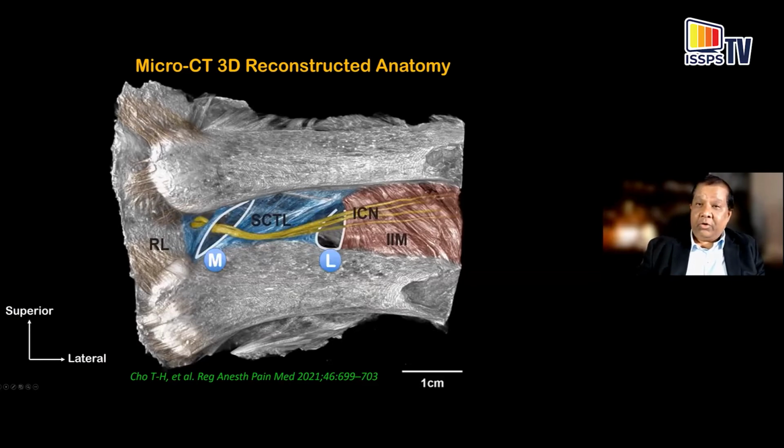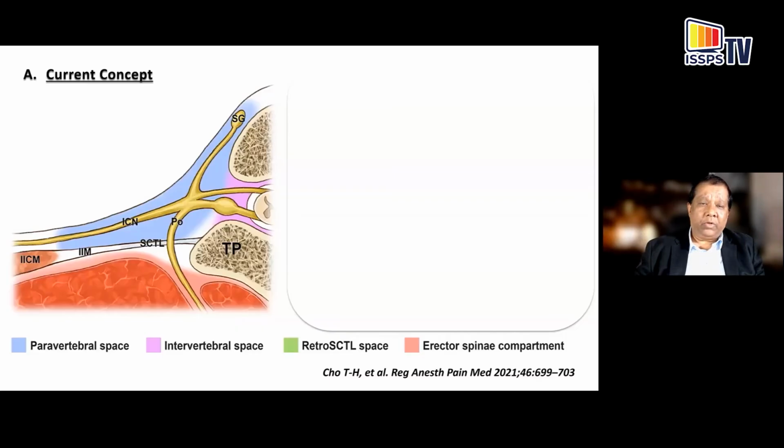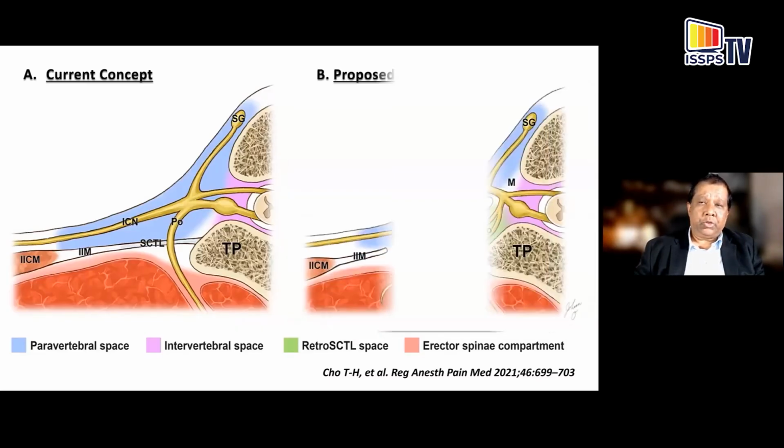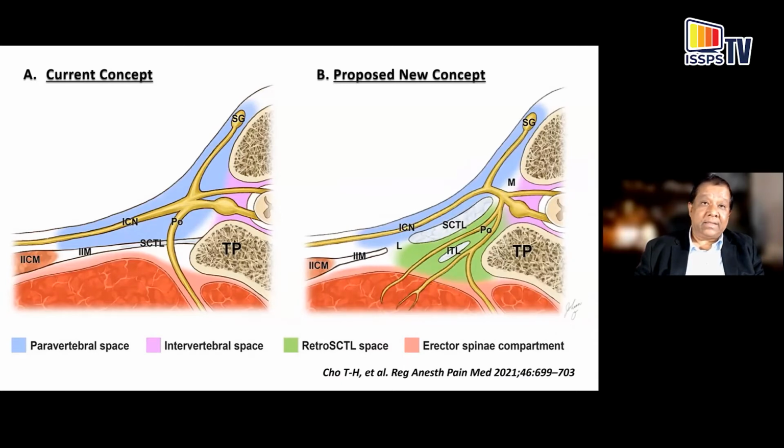So while these are interesting anatomical information, I'm sure it has a lot of considerations, and truly Dr. Cho's demonstration illustrates that actually the paravertebral space anatomy has been redefined, if you may. So this is the retro-costotransverse space in green, and this is the intravertebral space, which is your spinal canal.